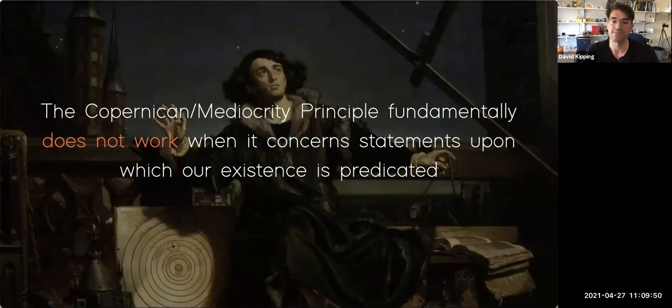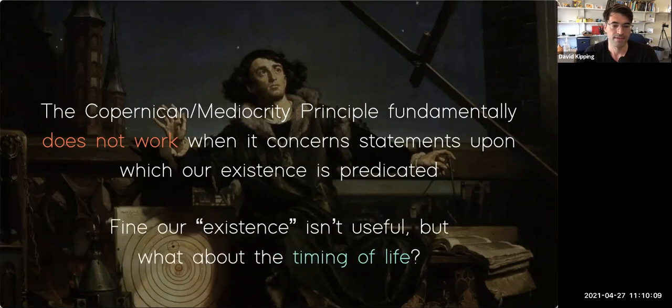So it works perfectly fine if I was talking about exomoons, because whether there's exomoons in the universe or not, my existence is not dependent upon that statement. But whether Earth-like planets go on to form life, that's a statement upon which my existence is predicated. And so I can't make useful statements about that.